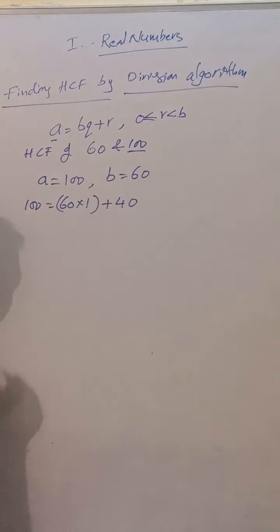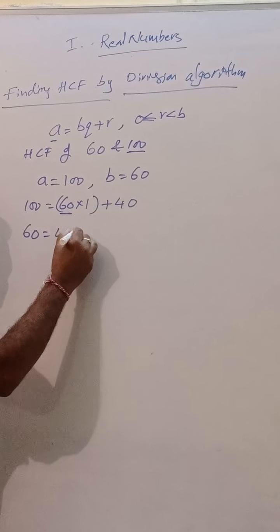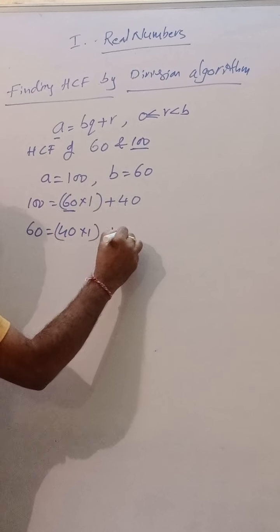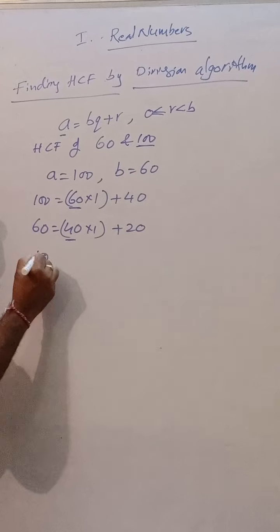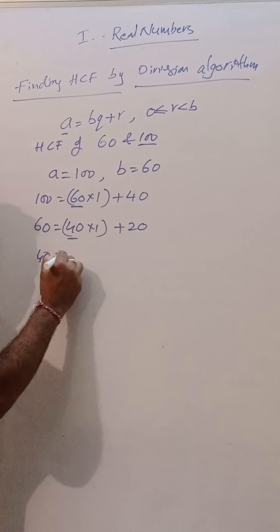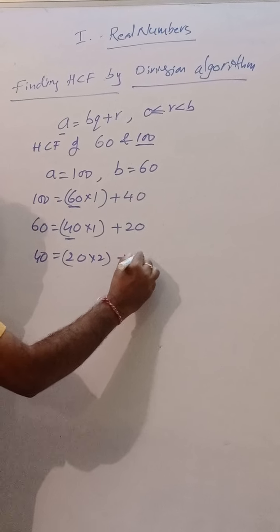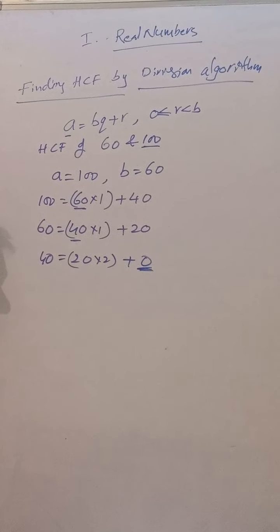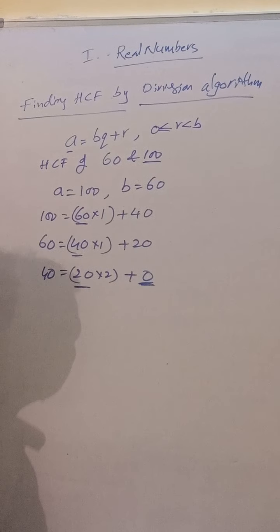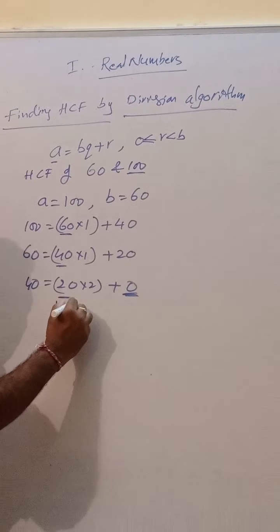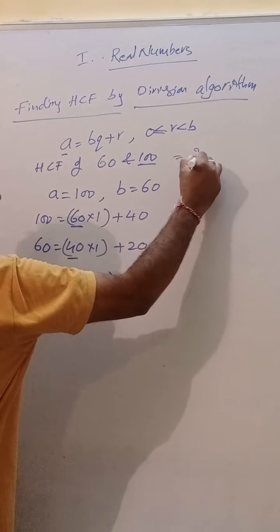In the next step, 60 becomes the dividend and 40 becomes the divisor. 40 ones are 40. The remainder is 20. Then this 40 becomes the dividend, the remainder becomes the divisor. 20 twos are 40. The remainder is 0. Where the remainder becomes 0, that divisor is called HCF. So HCF of 60 and 100 is 20.